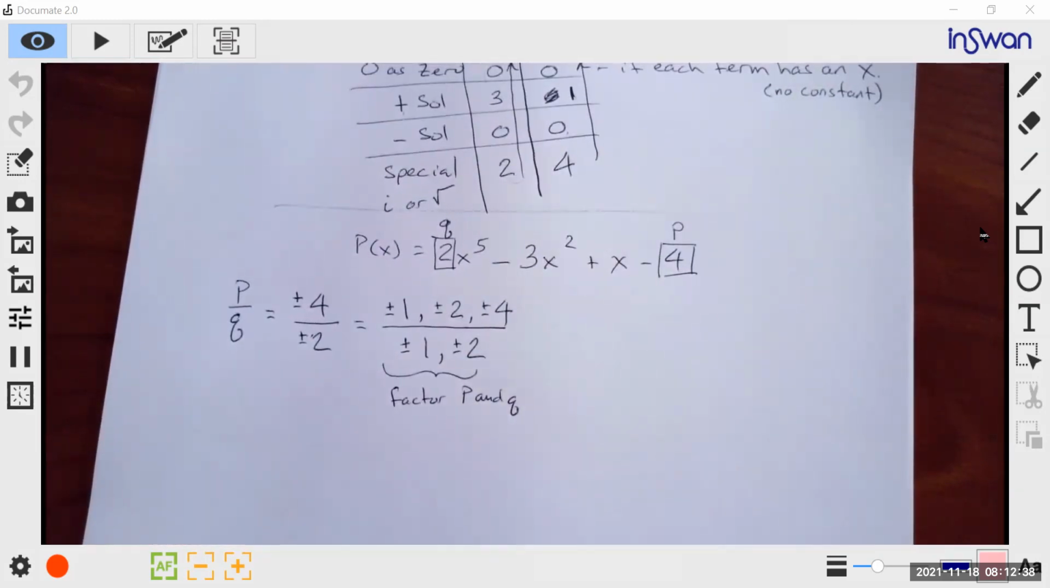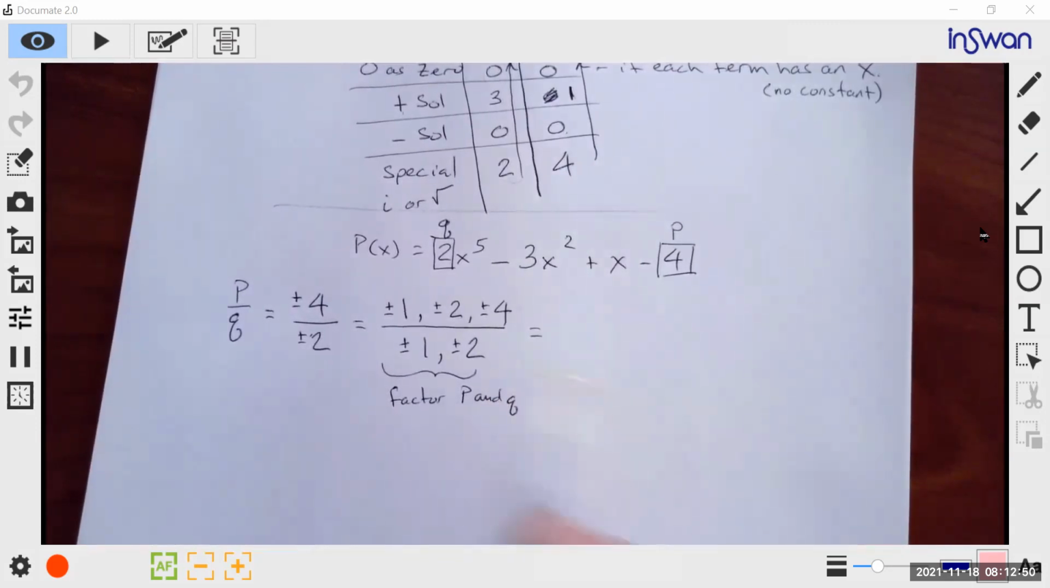So factorize P and Q. Everybody okay so far? Did I lose anybody? Okay, so now, once we figure out these, we know there's 3 on top. 3 times 2 is 6. We're going to have 6 plus or minus answers.